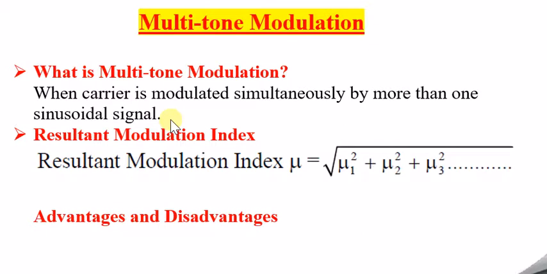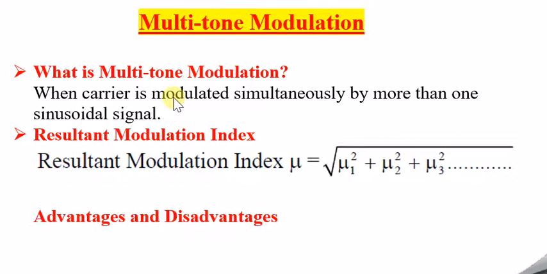One frequency can be 1 kilohertz, another frequency component 2 kilohertz, 3 kilohertz, or 5 to 6 kilohertz. These different frequency components are present and will be modulated with the help of a carrier wave. So how is it modulated? The same way: the carrier is modulated simultaneously by more than one sinusoidal signal. The carrier signal is changed in accordance with the frequency components present in the message signal. Only that thing you have to understand.